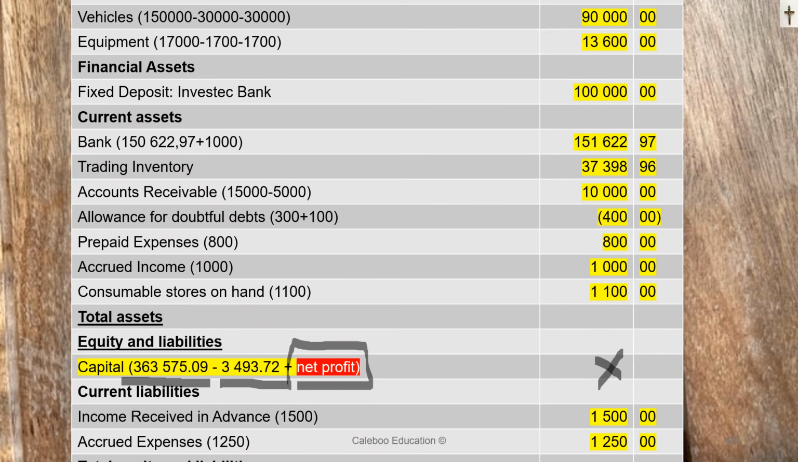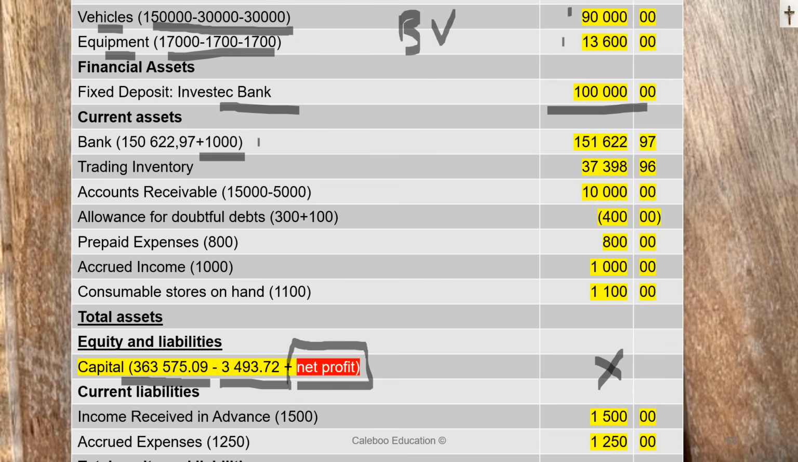Then what I did was I just said 150 minus 60,000 is 90,000. 1,700 minus 1,700 minus 700 is 13,600. That is the book value of the non-current assets. You had a fixed deposit, there it is, financial asset. You had current assets, bank changed because of the bad debt recovered. Accounts receivable changed because there was another bad debt of 5,000.